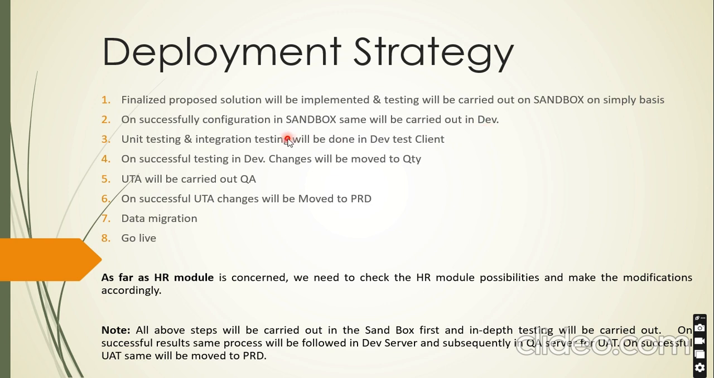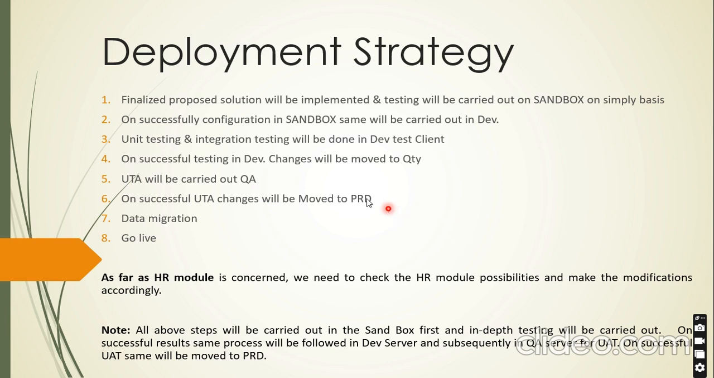Unit testing and integration testing will be done in the dev client, that is the development client. Once testing is successful in dev, the changes will be moved to quality. Here the business users are involved in the system and UAT will be carried out, along with quality testing and all the other things. If you have any questions, we can do the testing for that. After successful UAT, the changes will be moved to production.